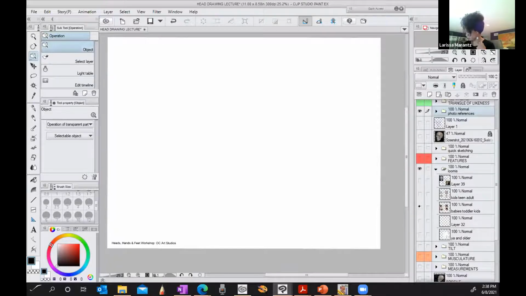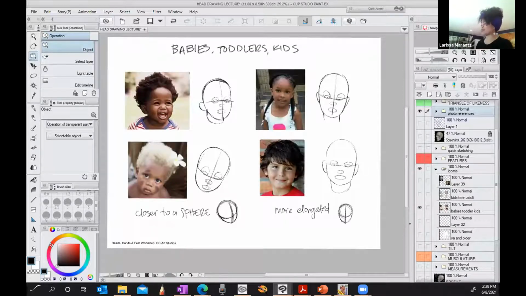Okay. So when drawing babies and toddlers, with the skeletal structure of a young baby, what's happening is the skull is growing. Obviously, when you're a child, you're constantly growing. In terms of the shape of the head, a child's head is going to look way closer to a sphere shape than an adult's.